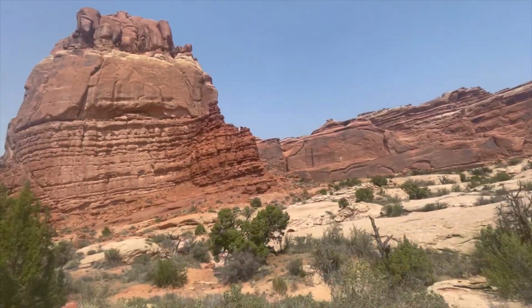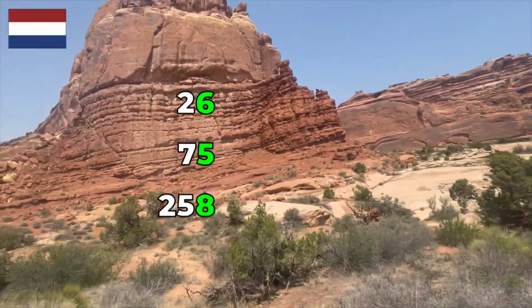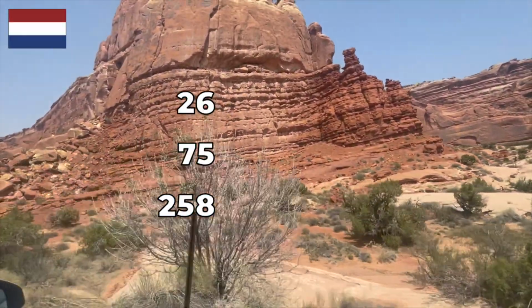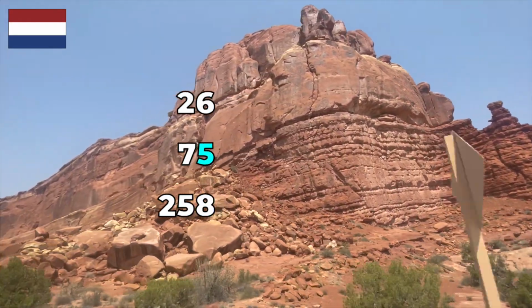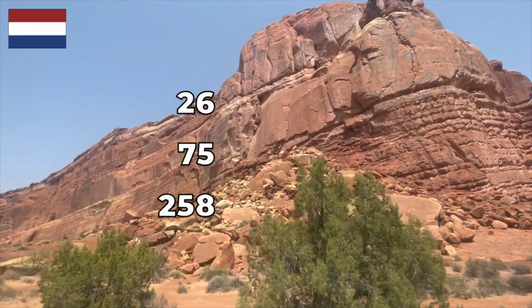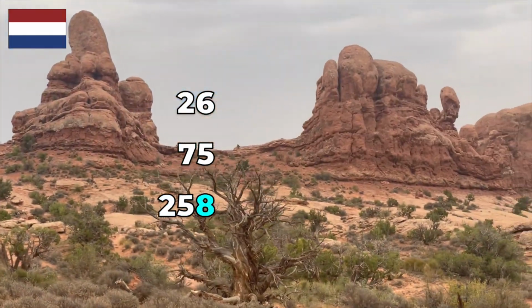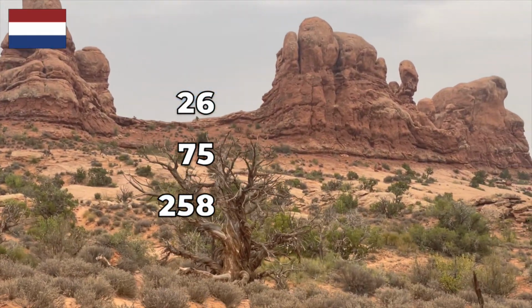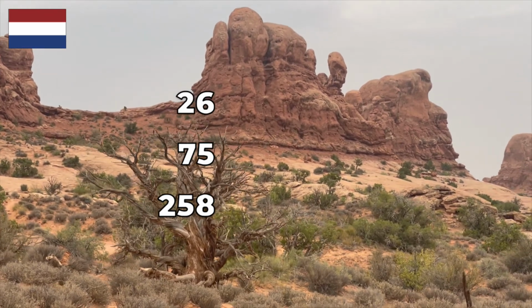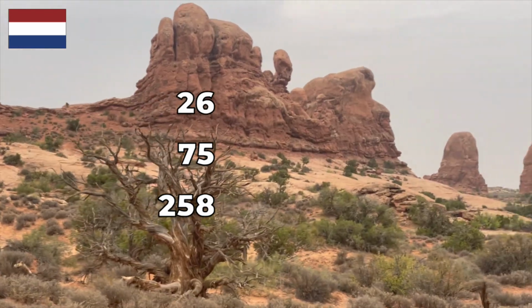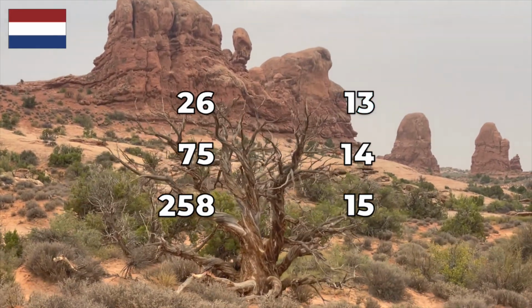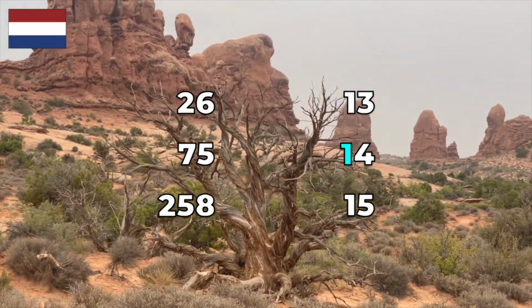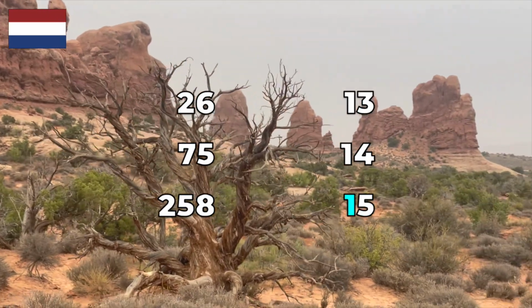In some Germanic languages such as Dutch, the ones are said before the tens. 26 is said as 6 and 20. 75 is 5 and 70. 258 is said as 200 8 and 50. While this may seem strange to English speakers, don't forget that English does something similar in the teens. 13 is similar to 3-10. 14 is similar to 4-10, 15 is similar to 5-10, and so on.